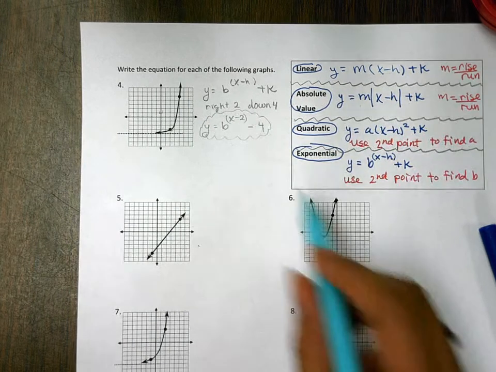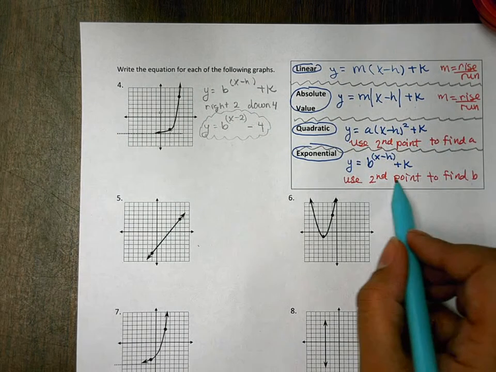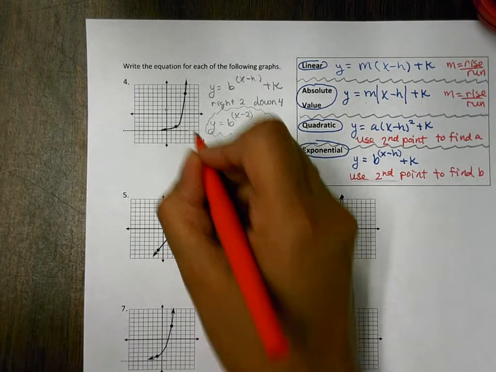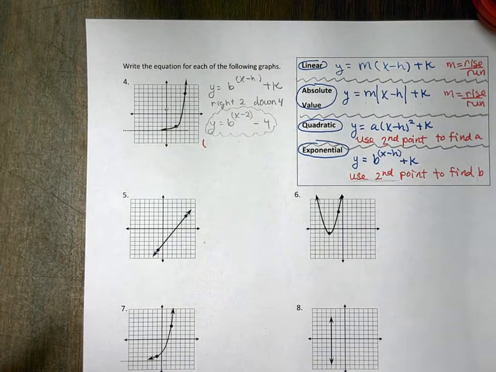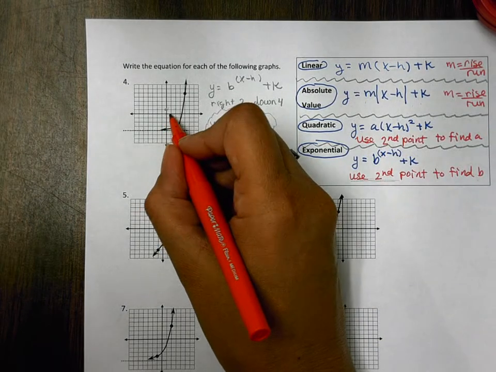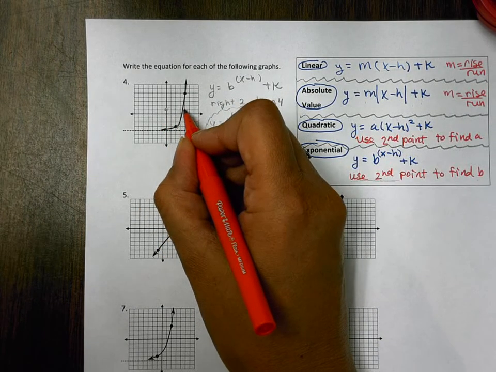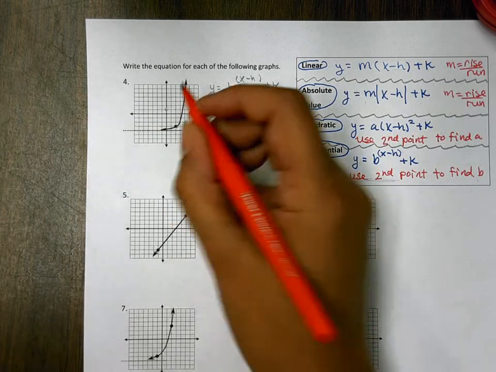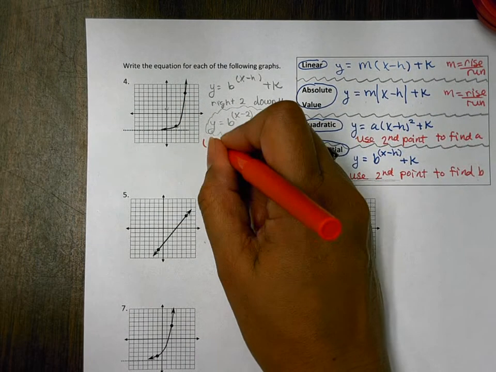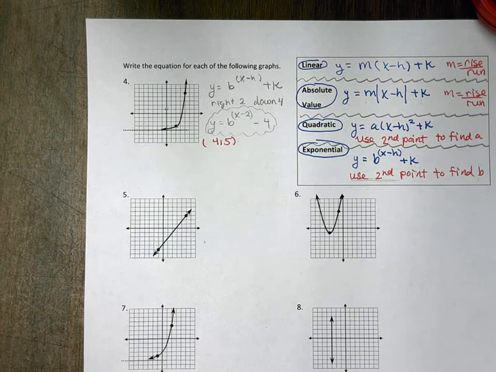What do I have to do? I have to find b. And I find b by using the second point. What is that second point? When I'm looking for an actual point, not its translation, I start from the origin. 1, 2, 3, 4, 1, 2, 3, 4, 5. It looks like it is 4, 5. All right, when I'm looking for an actual point to plug in, I count it as I would have back in middle school. I start from the origin and count right, left, up, down.